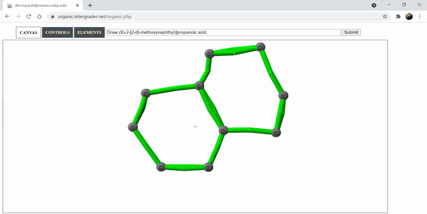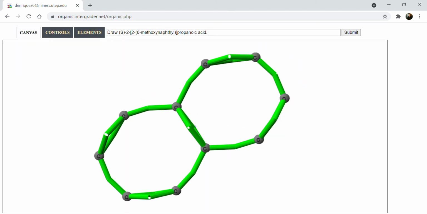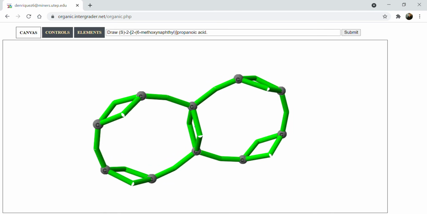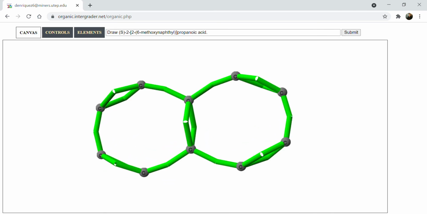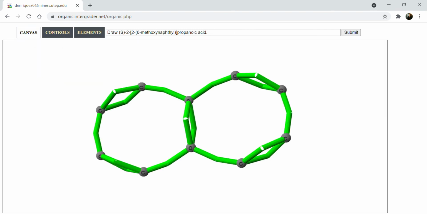I'm going to arrange it just so I can get a better picture of it. And what we're going to do is add all this extra stuff to it. So I'm going to get my oxygen out. And at the 2 position, 1, 2, I'm going to go ahead and put my oxygen. And then I'm going to add a methyl to the bottom of it.